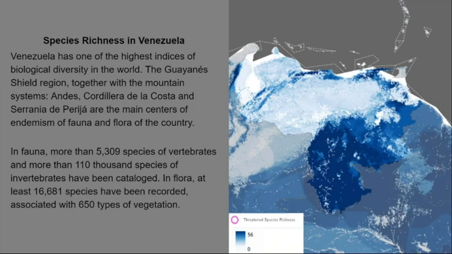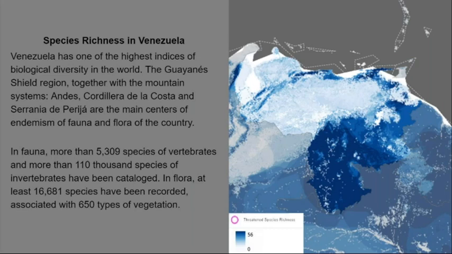Okay, about the richness in species of Venezuela. Venezuela has one of the highest indexes of biological diversity because of the numerous biomes that exist in the country, and it has the principal centers of endemism of fauna and flora of the country.